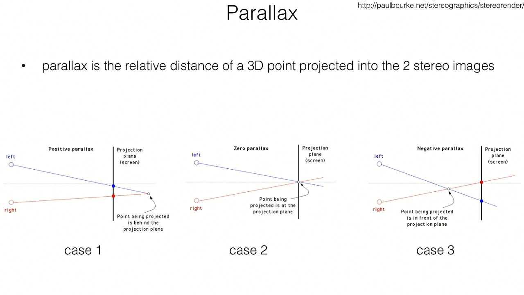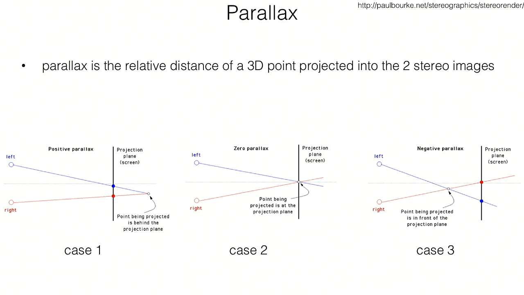So if you have a projection plane placed somewhere in space, and a point behind this projection plane, it's going to pass through two different points on this projection plane, right? And this is going to create positive parallax. If the 3D point is placed at the distance of the projection plane, it is going to appear in the same position in both eyes, and this is going to be the zero parallax case, and the negative parallax would be if the point is in front of this projection screen.